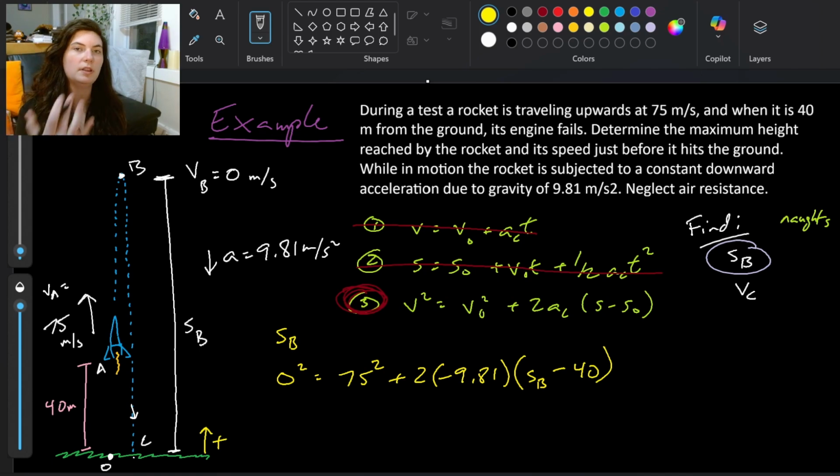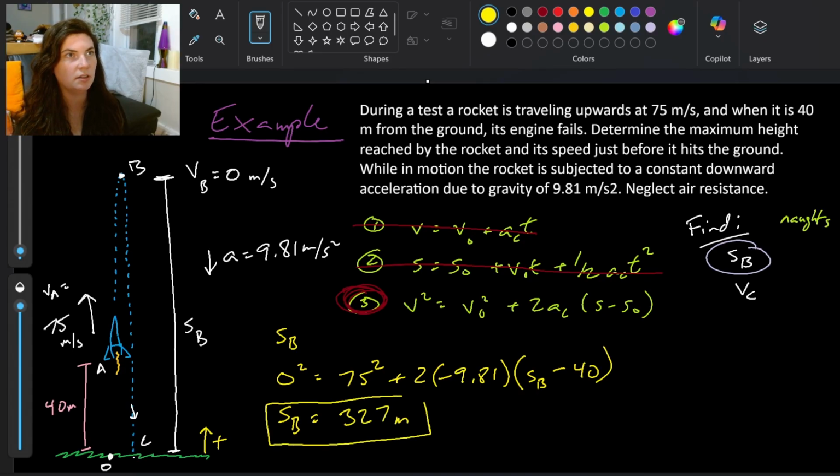So I can plug this into the calculator, rearrange it a little bit to solve for SB, right? SB is the only unknown in this equation. If I plug it into a calculator, I'm going to get SB is about 327 meters. Give or take, I rounded a little bit. SB is 327 meters.